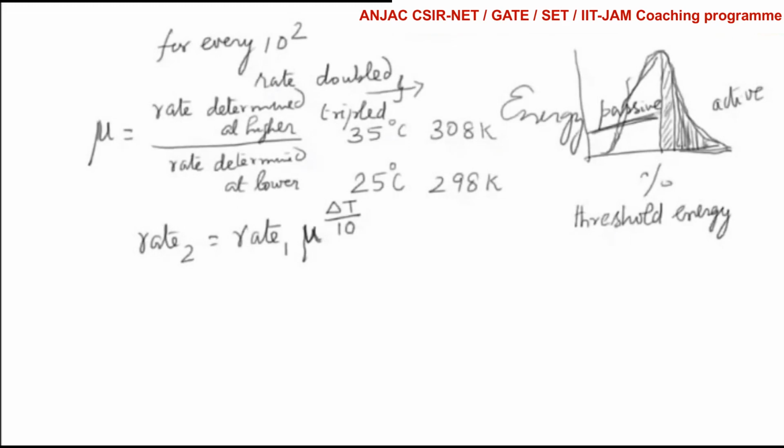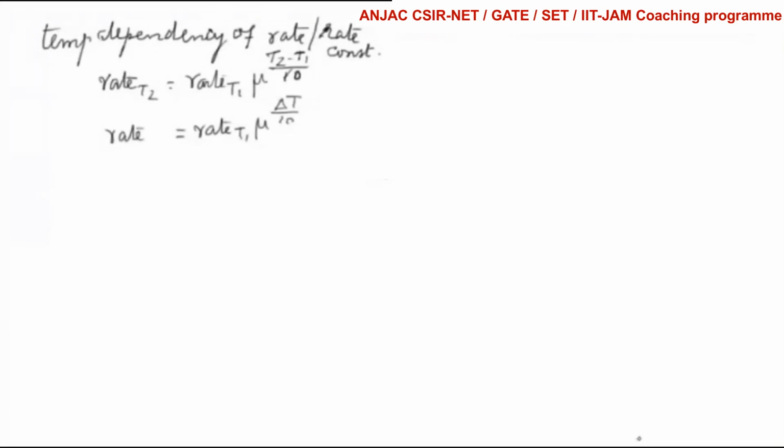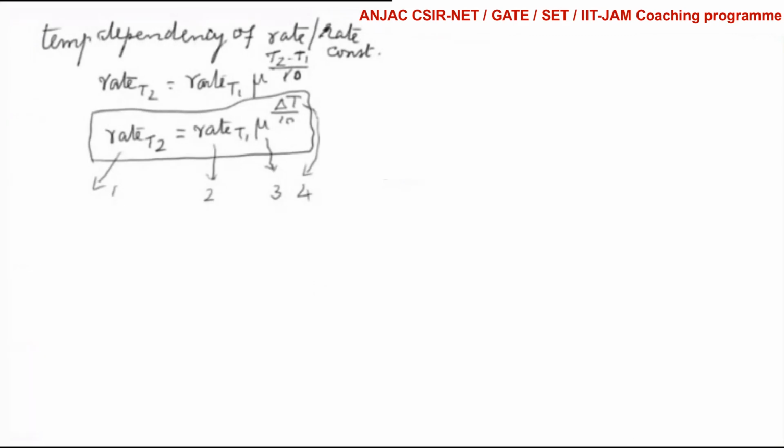This is the equation. Using this equation, we can work out nearly 4 types of problems. What are the variables present here? First, the rate at the higher temperature is a variable. The rate at the lower temperature is a variable. Mu, depending upon the nature of the reaction, is also a variable. Delta T, the change in temperature, is also a variable. Therefore, 4 variables are there, and we can have 4 types of problems.